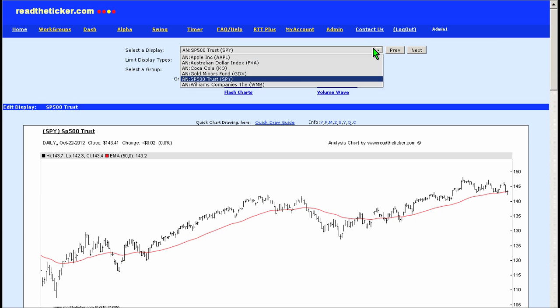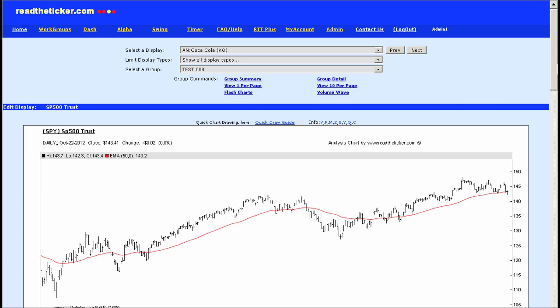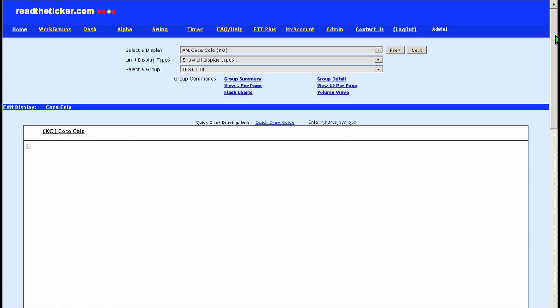Another example. Quick look at KO, or Coca-Cola. Same chart setup.